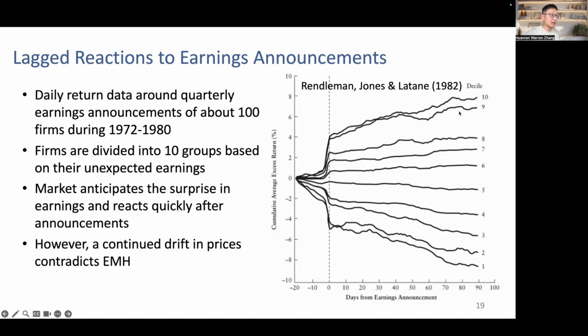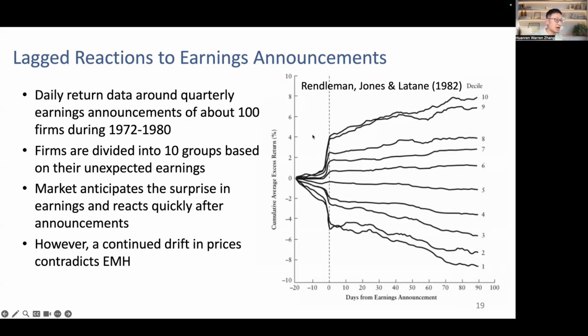So group 10 means that the earnings are unexpectedly good, right? So it's much better compared to the corresponding expectation. And group 1, the lowest decile, represents the firms where the actual earnings are much lower than expected earnings.